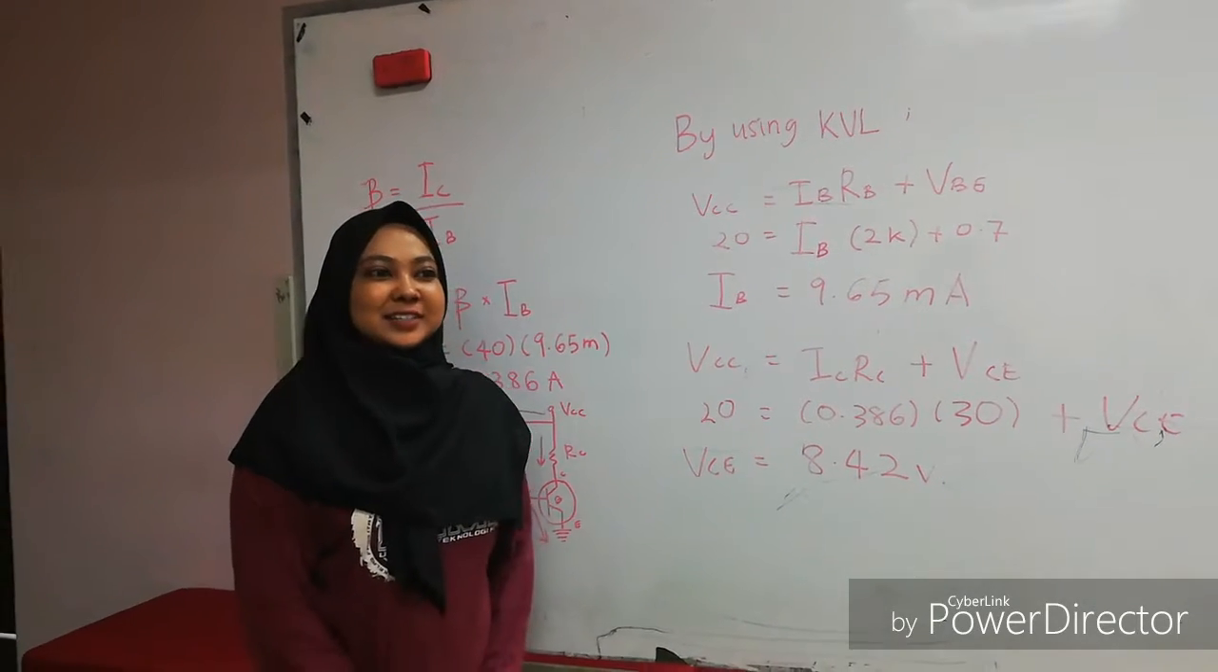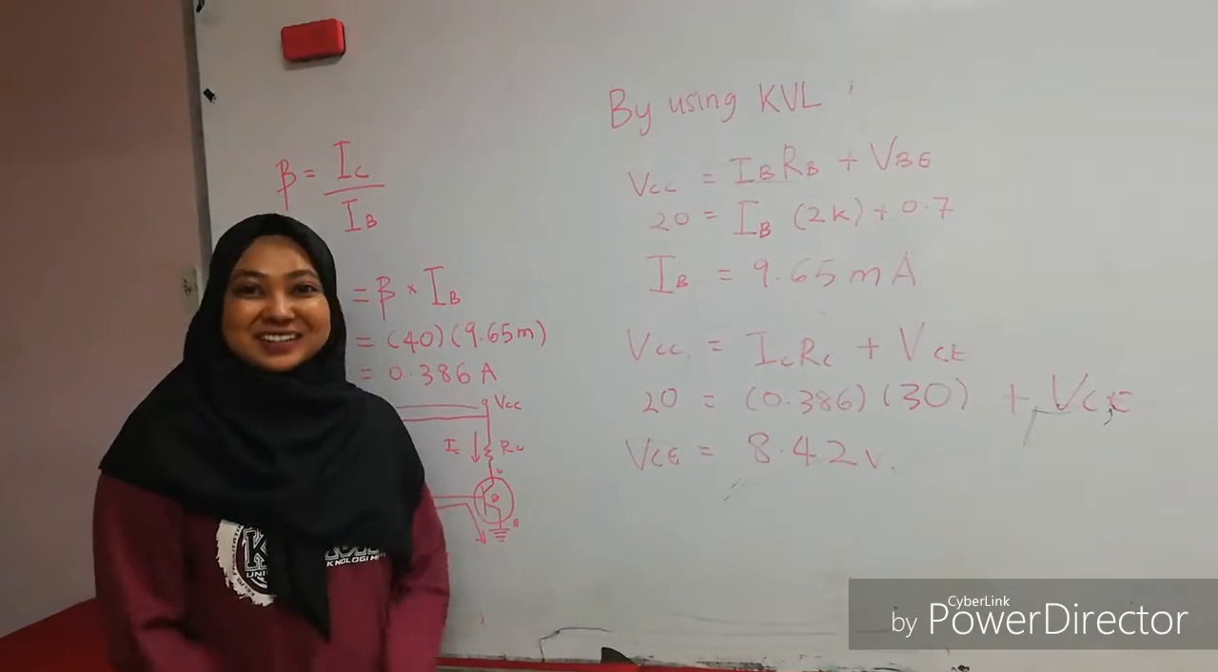Is there any other question? I have one question. How to obtain the second KVL, VCC equal to IC RC plus VCE? Oh, a very good question.